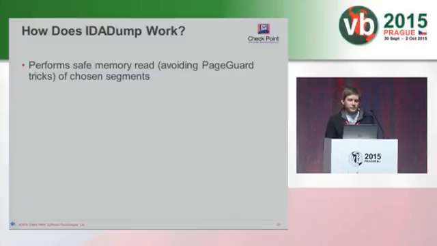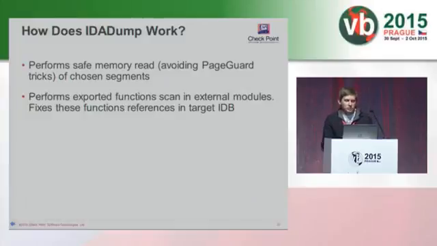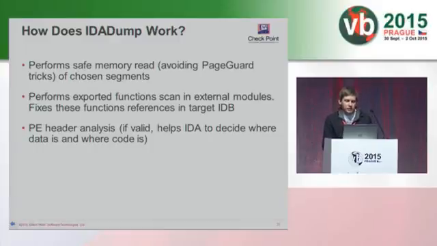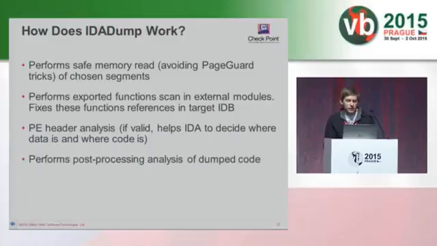How does it all work? Basically, IDA dump performs safe memory read, avoiding page guard tricks. Also, it performs exported functions and API scan in external modules and fixes these functions references in target IDB. So it's basically imports fixing capability. PE header analysis is being performed, so if it's valid, it helps IDA to decide where the data is and where the code is. And finally, it performs post-processing analysis of dumped code.